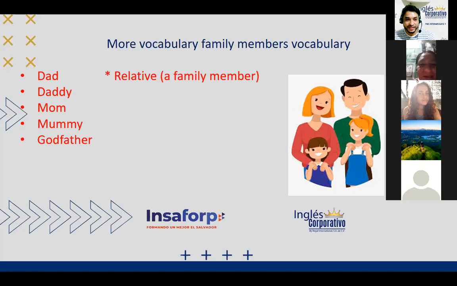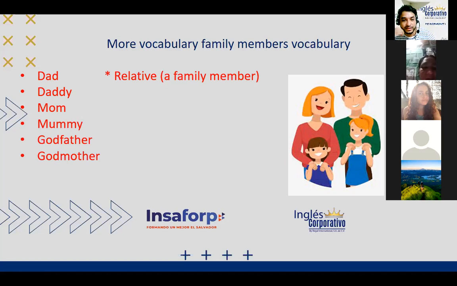Okay, another word. What is a godfather? And a godmother. What is that family member meaning? Padrino. Godfather and godmother. Yes, that is the meaning. When you go to a baptism for your sons or your daughter, you need a godfather and a godmother. And also another way to say grandfather or grandmother, we say grandma. That means abuelita or abue, like the children call the grandparents. And also grandpa, that is abue or abuelito.